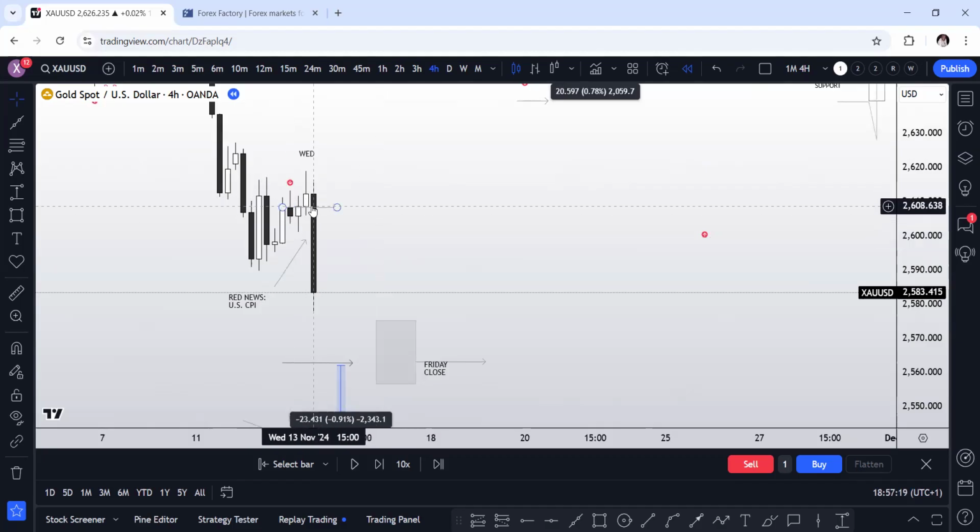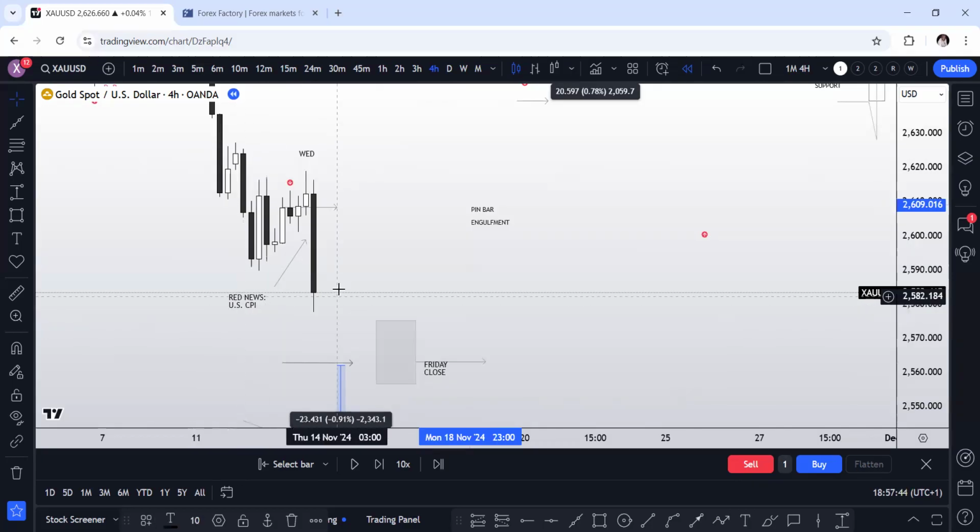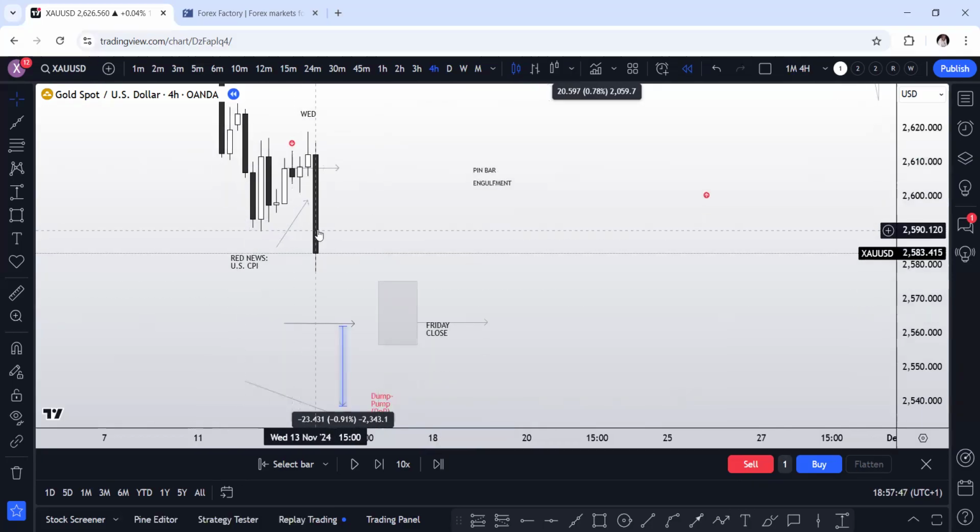So, after pumping price, what do we have? We have a pin bar, then an engulfment. Yeah, this is a pin bar and price engulfs it. It closes lower, then we trade lower. This is on CPI news. CPI news of the 13th, US CPI news of 13th of November.